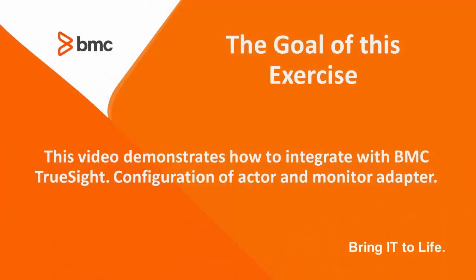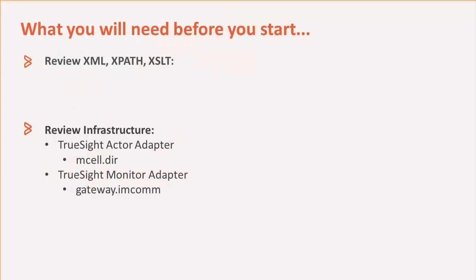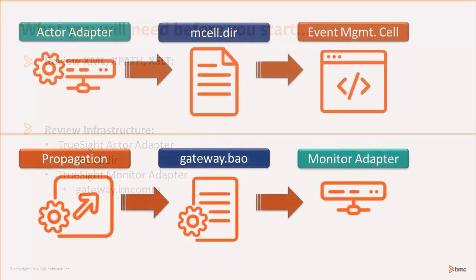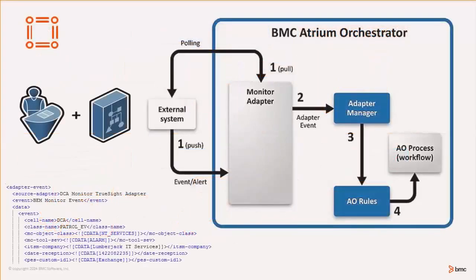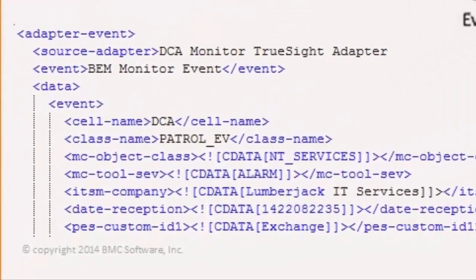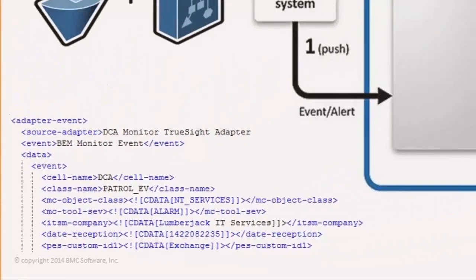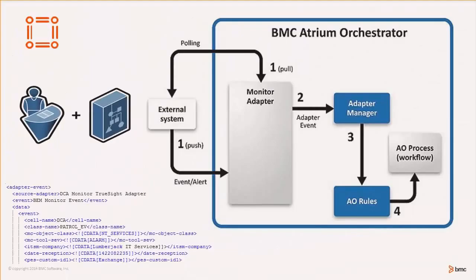You will be able to understand the integration between BMC TrueSight and Atrium Orchestrator and understand the configuration of the artifacts for both sides. The TrueSight monitor adapter presents itself to the event manager or service cell as a gateway cell. Native TrueSight commands can be utilized to establish proper communication and data transfer between the cells.